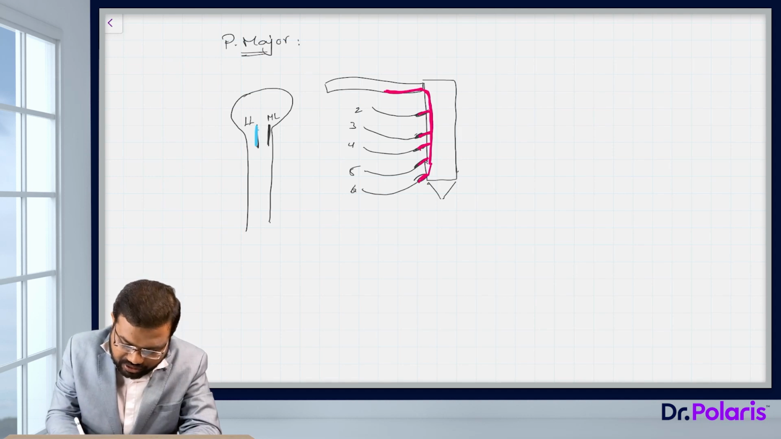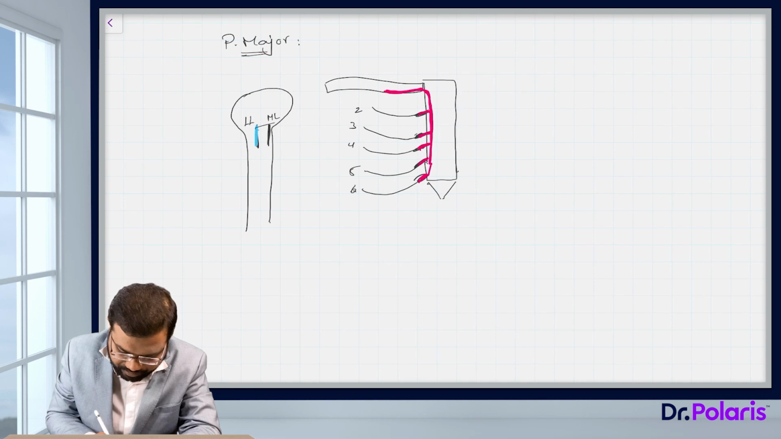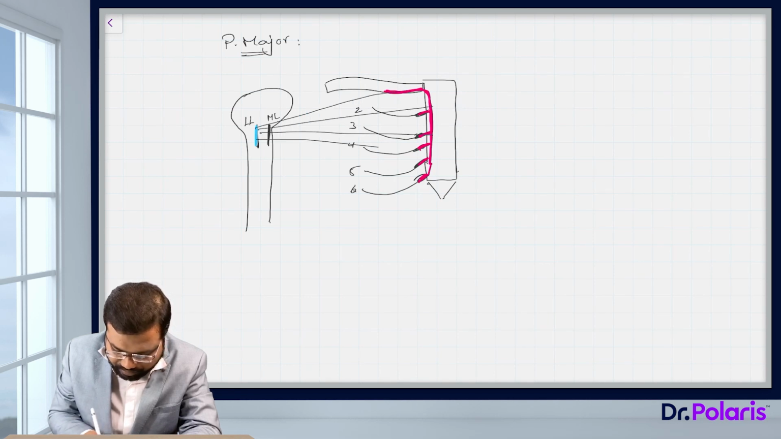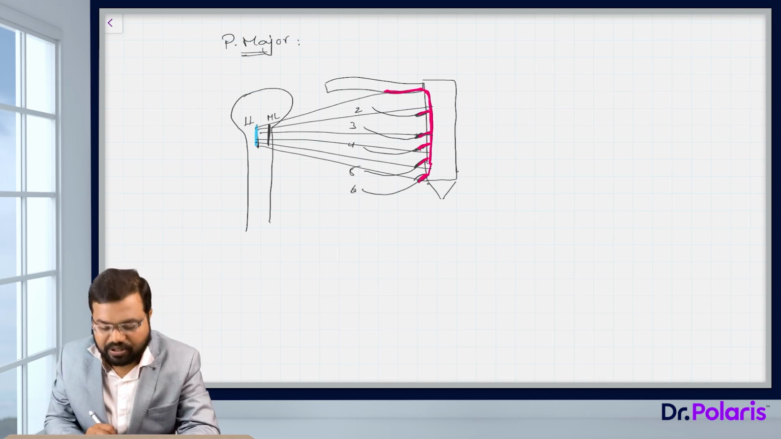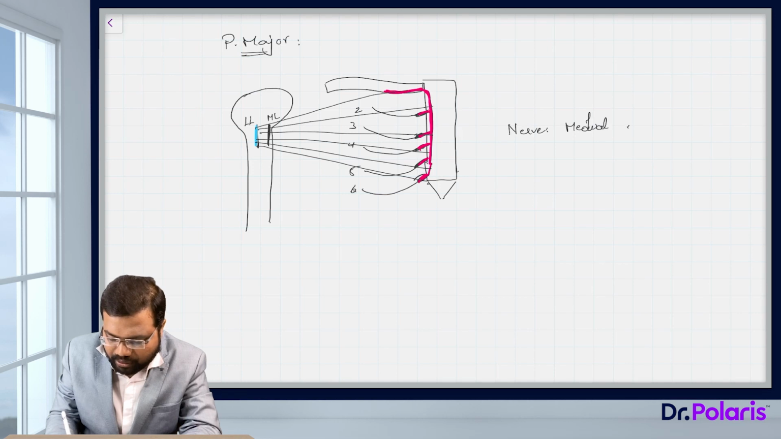This is for the pectoralis major. Now what is the nerve supply? Nerve supply is by both the medial and the lateral pectoral nerve. So it is supplied by two nerves: one is the medial pectoral nerve, the other is the lateral pectoral nerve.